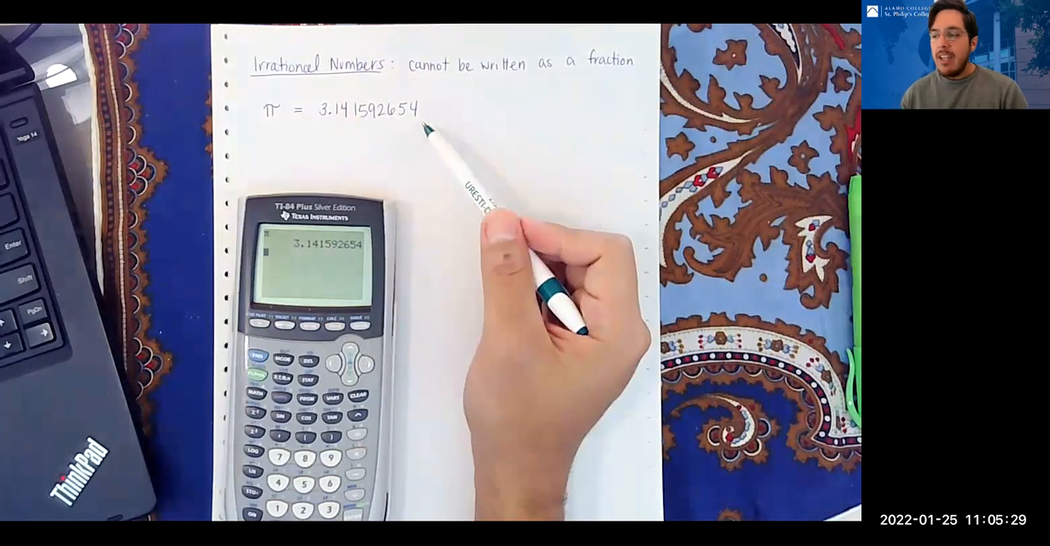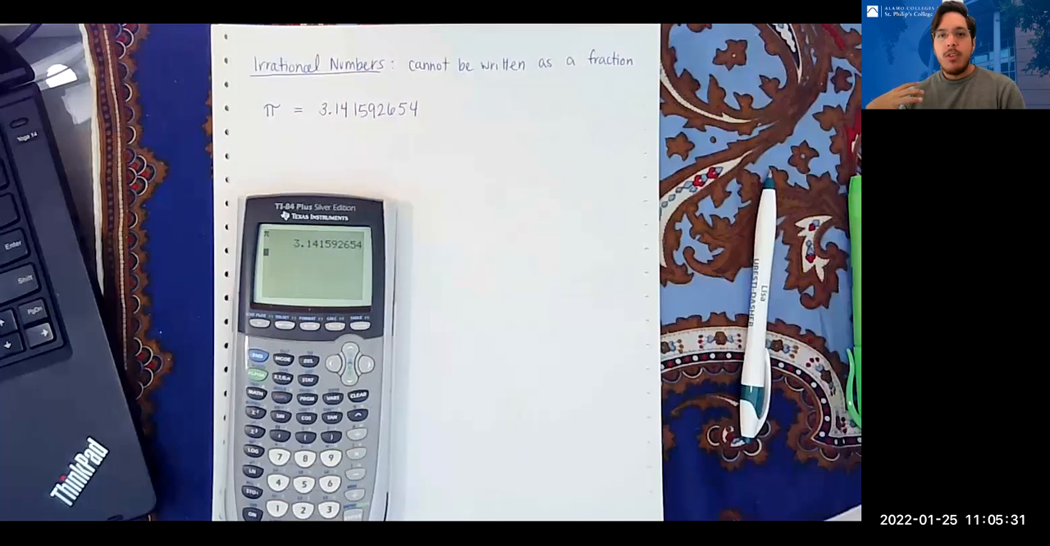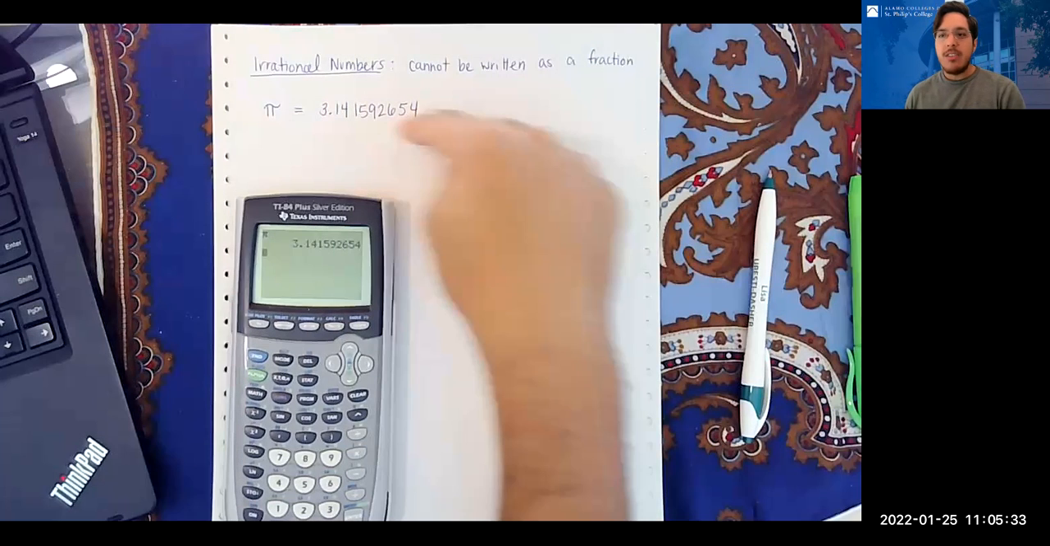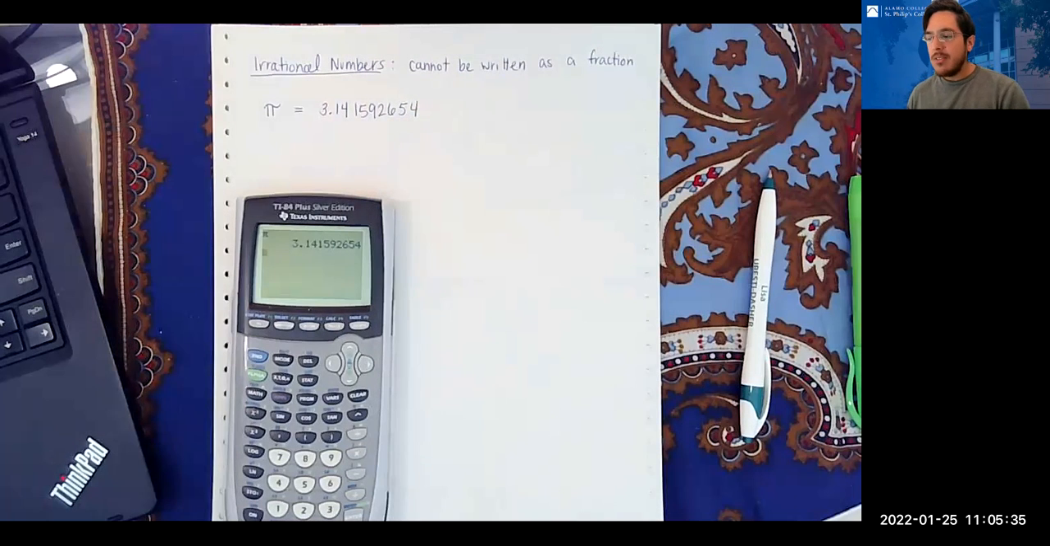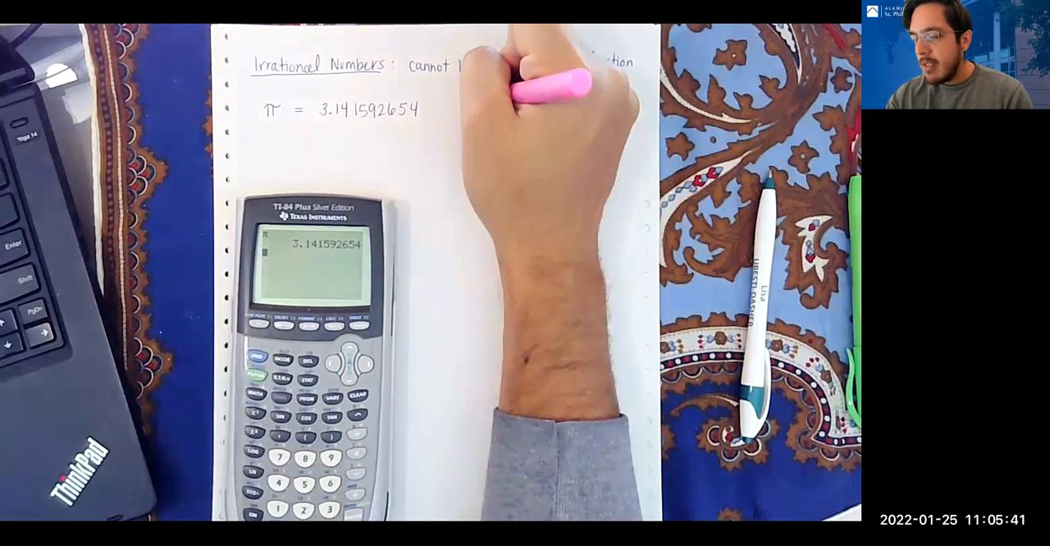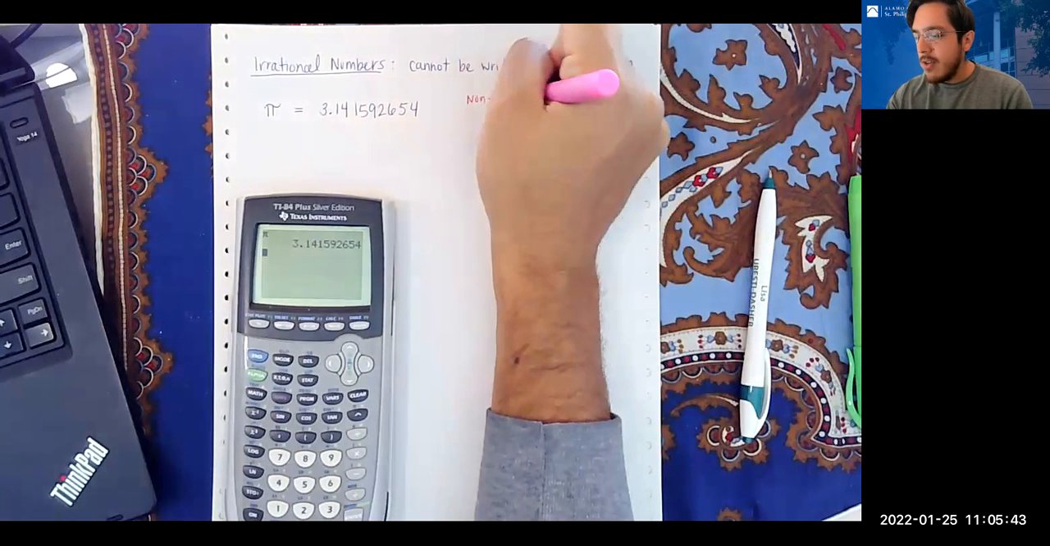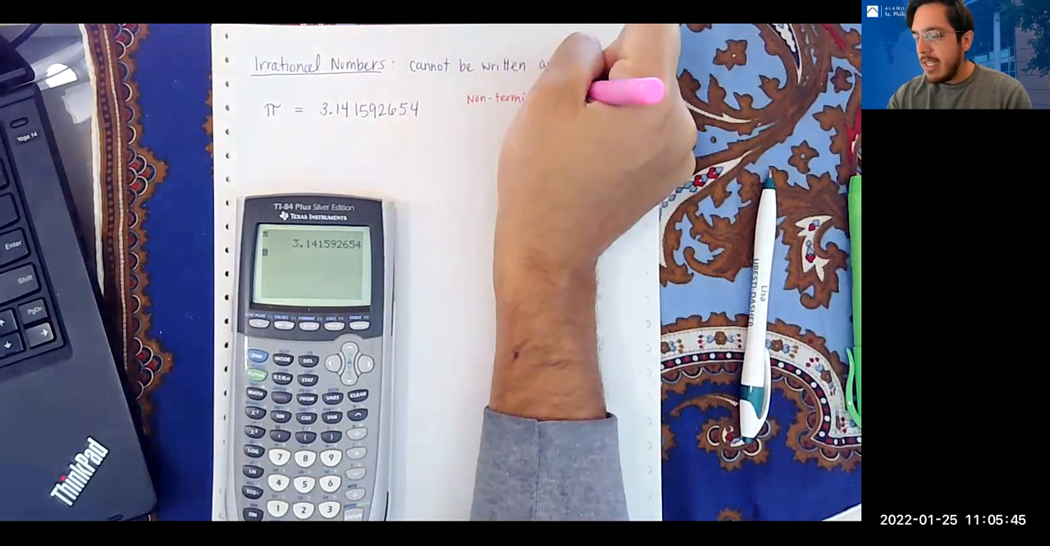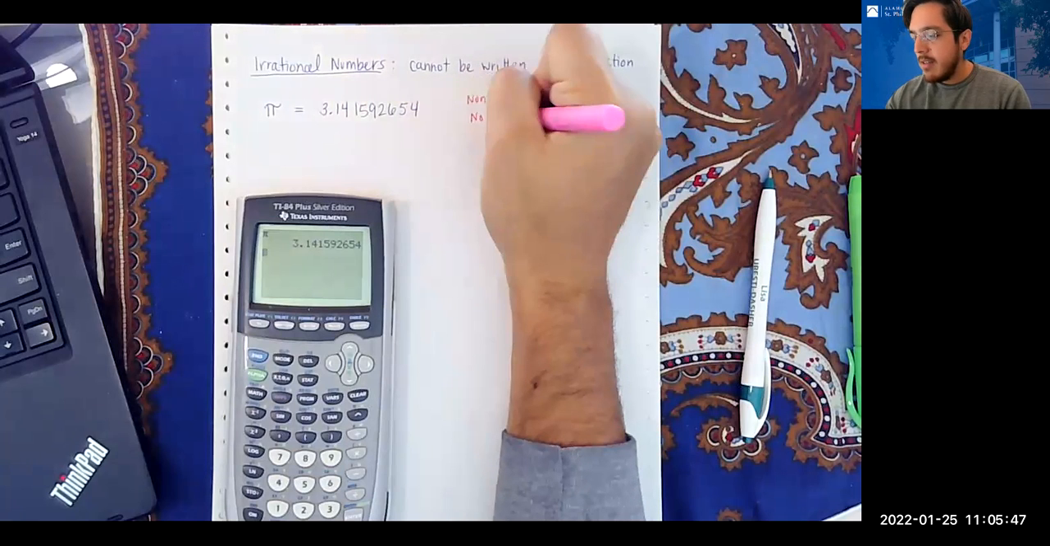So that's one way that if you're looking at a decimal number, you can identify that it is not rational or that it is an irrational number, because it is non-terminating, and there is no repeating pattern in the decimal values.